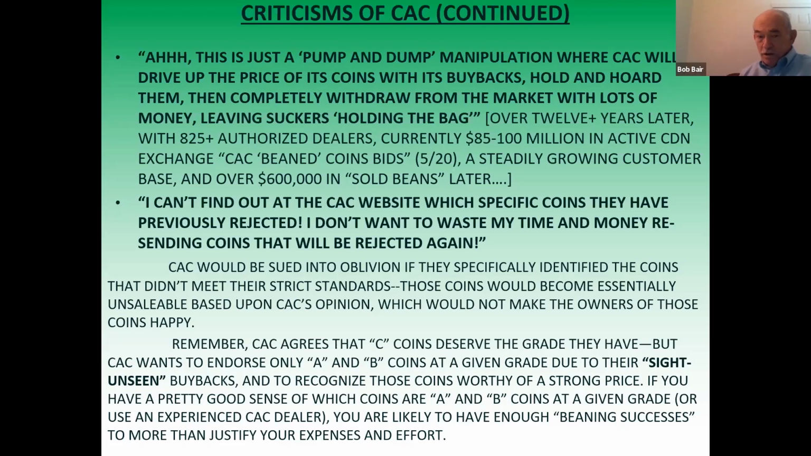But remember, here's why. CAC agrees that C coins, kind of low end for the grade, deserve the grade they have, but CAC just wants to endorse A and B coins, strong for the grade or solid for the grade, because of their sight unseen, there's that term again, sight unseen buybacks, and to recognize those coins that are worthy of a strong price. Now we come back to the Truman administration point.